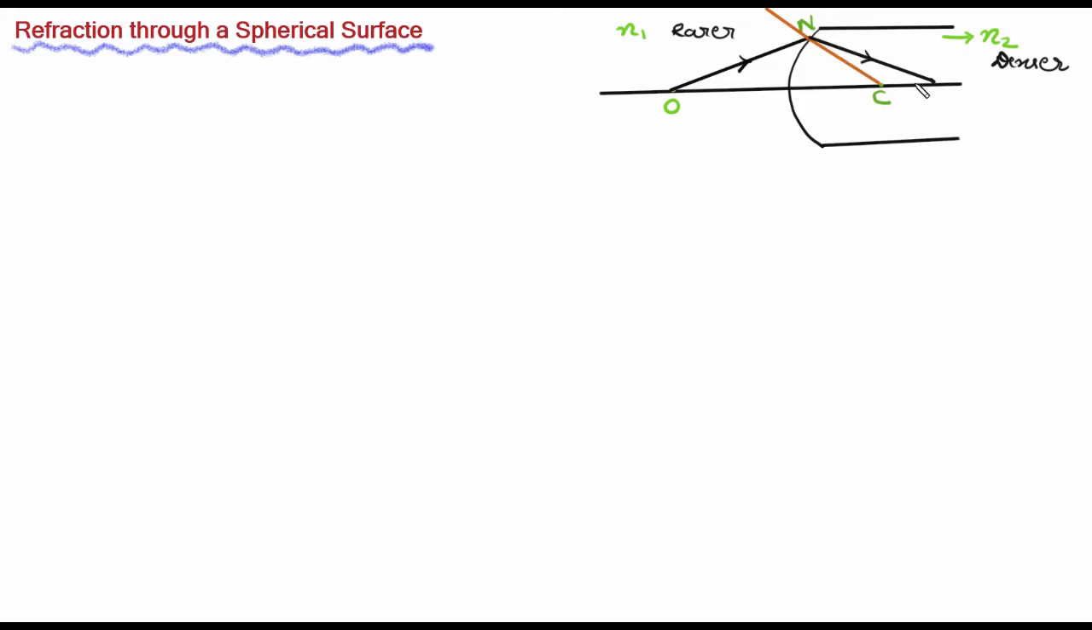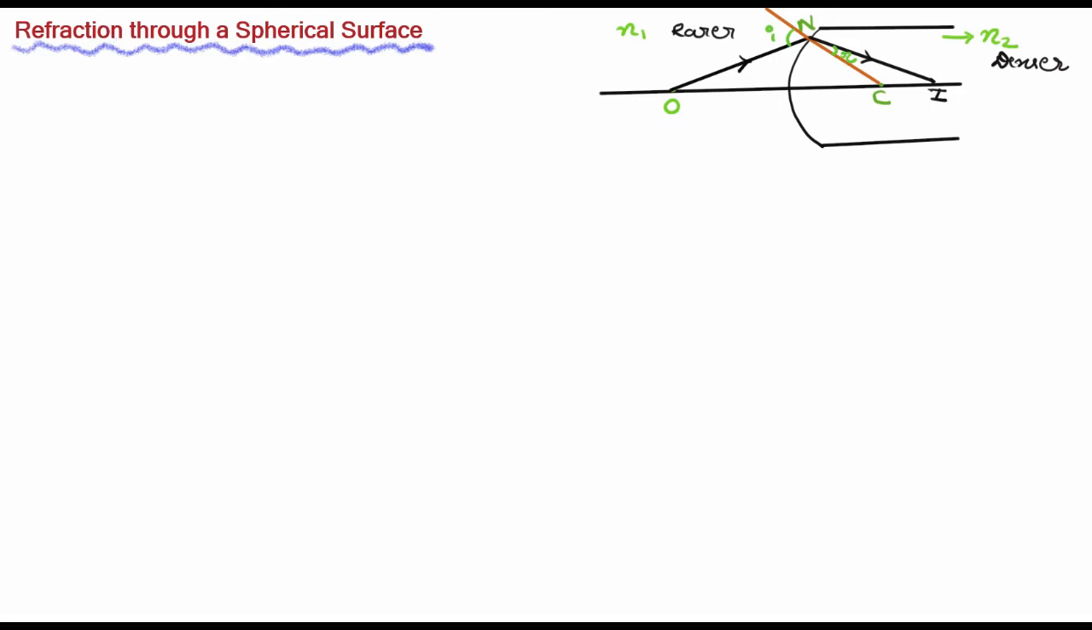This is the refracted ray, and here you will get the image I. Okay, so this is the image of the object. Fine. Now as we can see, here you have one angle of incidence. This is the normal and incident ray. In between there is one angle. So that angle is called the angle of incidence. Now this is the normal and this is the refracted ray. Here we will have angle of refraction represented by r.